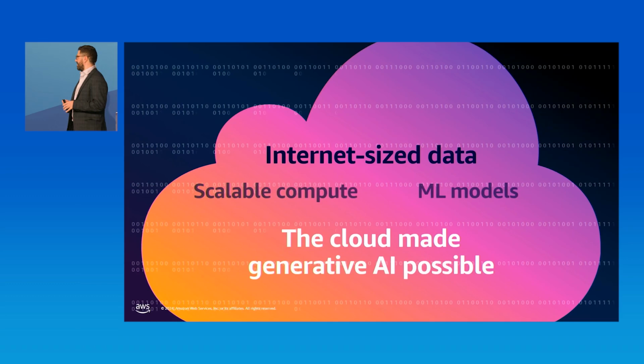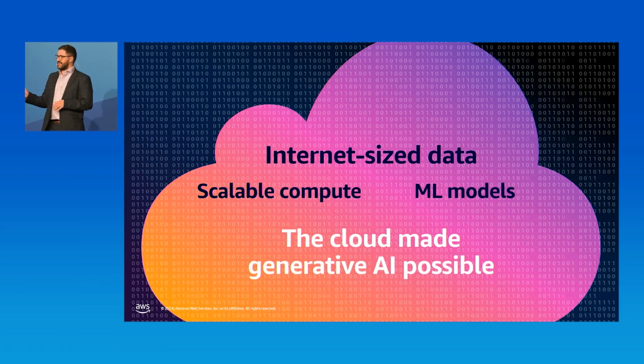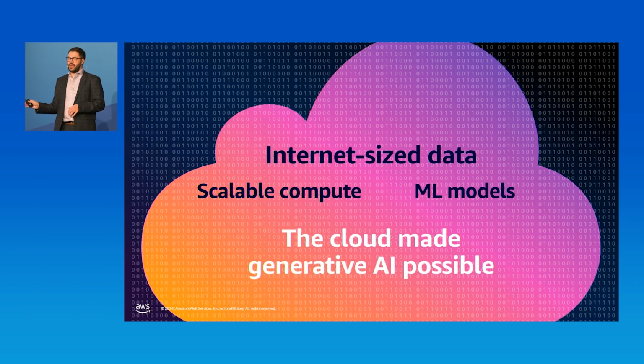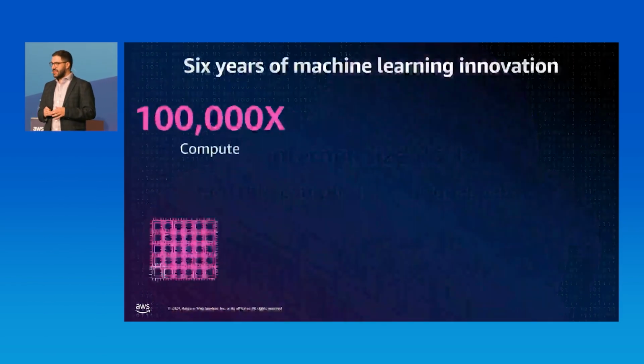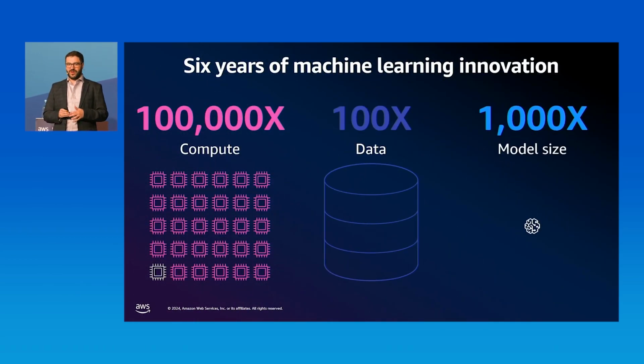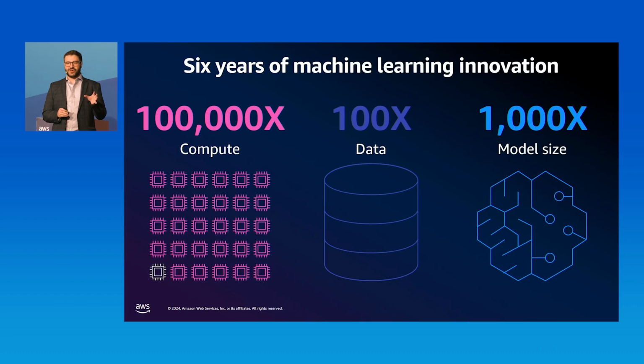But first, let's take a step back, right? And emphasize that all of this would not be possible without the cloud. It's only possible because of all the compute, the data, and the ML size of the models that the cloud enables, right? So this wouldn't be possible to do on-premise. And just in the last 6 years, the amount of compute that we use to train these models has grown 100,000 times. The amount of data we use to train these models has grown 100 times, and the size of these models as well, as a consequence of all of that, has grown thousands of times.